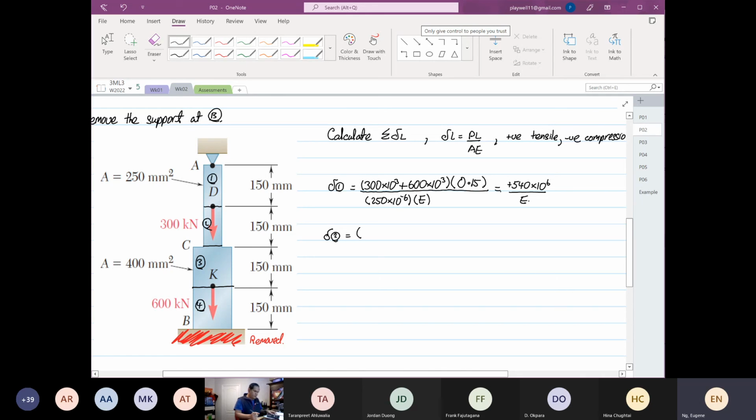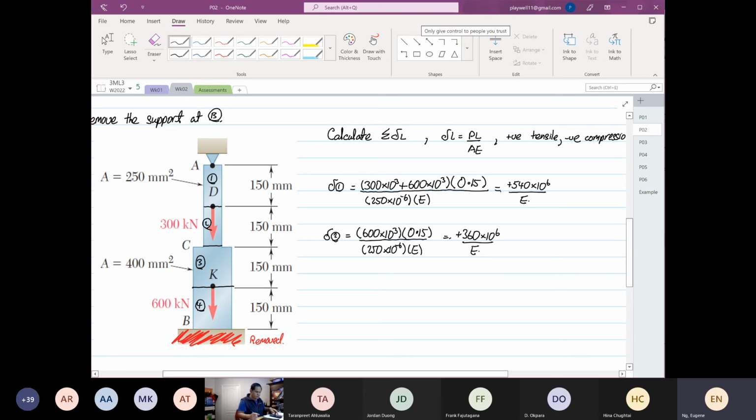Then deflection of 2. Section 2 will not see the 300, because it's above it, and you only see the 600. The length is again 0.15, divided by the cross-sectional area and E. So this is 600 times 10 to the power 3 times 0.15 divided by 250 times 10 to the power minus 6. So it's 360 times 10 to the power 6 positive, divided by E.